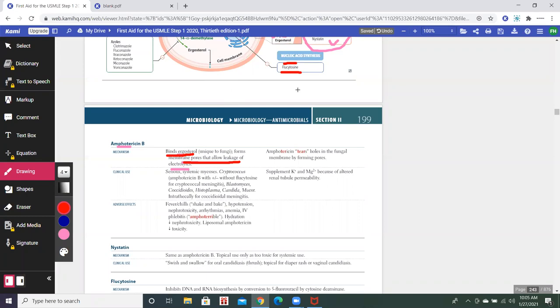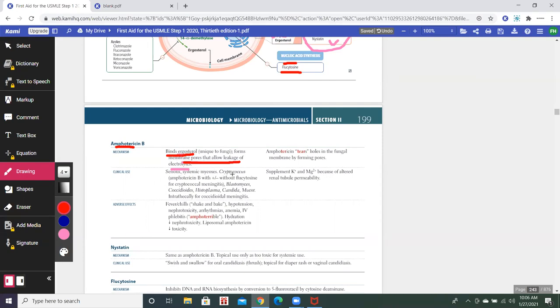Over there, you have squalene epoxidase inhibitors, 14-alpha-demethylase inhibitors, nucleic acid synthesis inhibitors, then you have cell membrane integrity, or binding to ergosterol and forming pores to allow the leakage. From all of those, you have to choose binding to ergosterol and forming pores that allow leakage of electrolytes. That will represent amphotericin B because amphotericin B is also prescribed in Cryptococcus neoformans. So these are the key golden words, binding to ergosterol and promotes leakage, that's all.